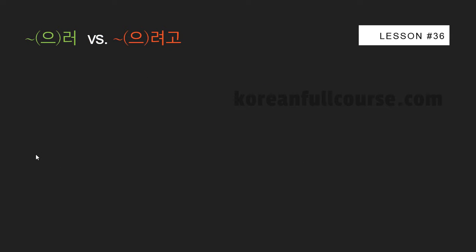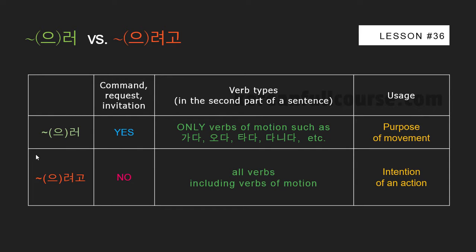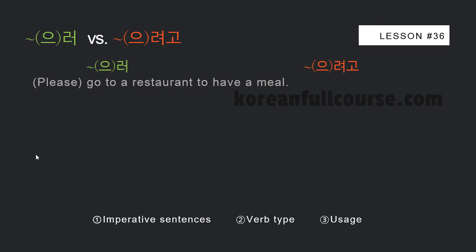So, what is the difference between 으러 and 으려고? 으러 can be used in imperative sentences, whereas 으려고 cannot. Also, 으러 is used only with verbs of motion, such as to go, to come, etc. And 으려고 can be used with any type of verbs, including verbs of motion. And lastly, 으러 is used to explain a purpose of movement, and 으려고 is used to explain an intention of an action. Take a look at this comparison table.